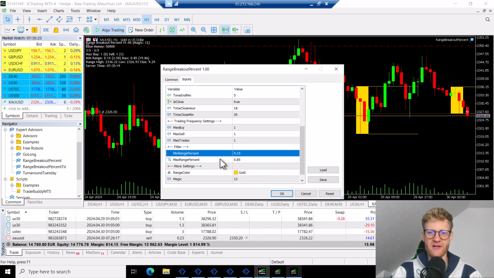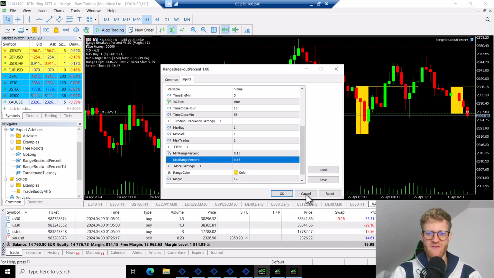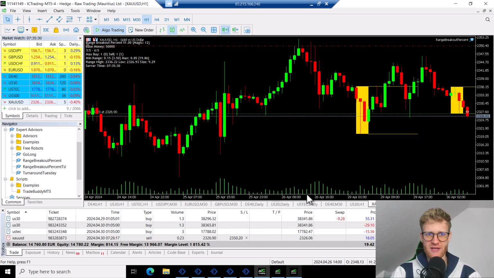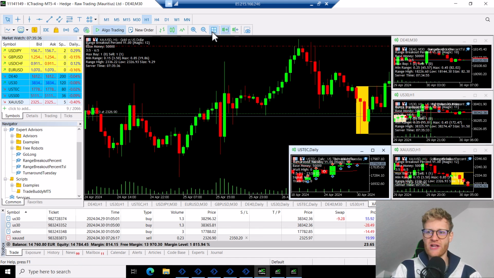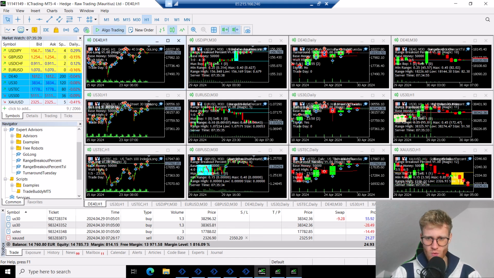Also, I have a range filter just to filter out the very small ranges and the ranges that become very, very big. And that's actually it. That's all I do here in this account with this gold market and the range breakout expert advisor. So why do I trade this?